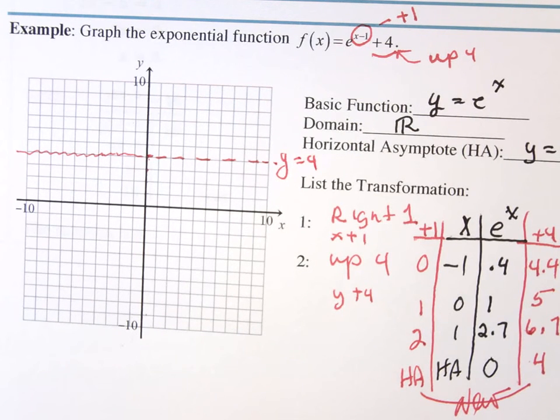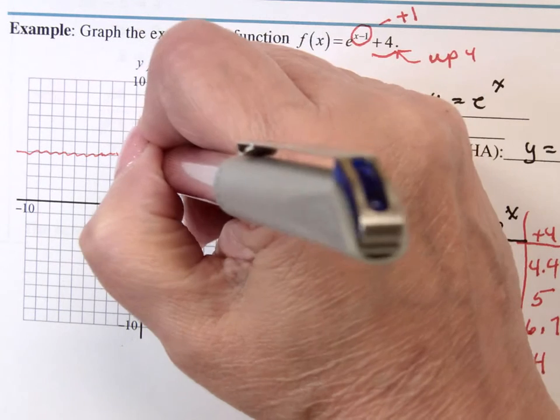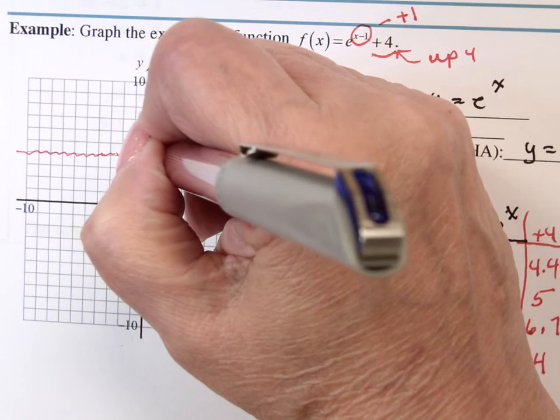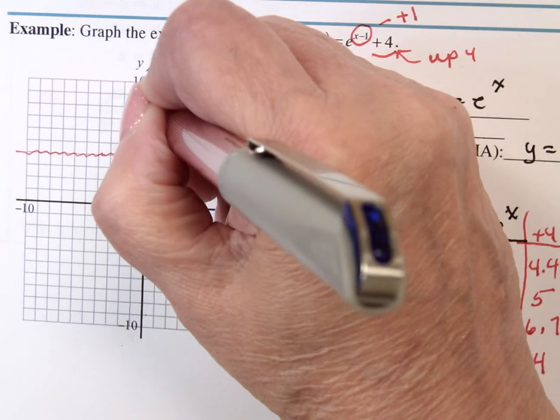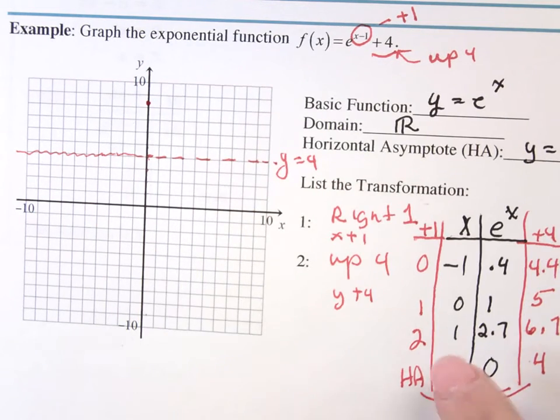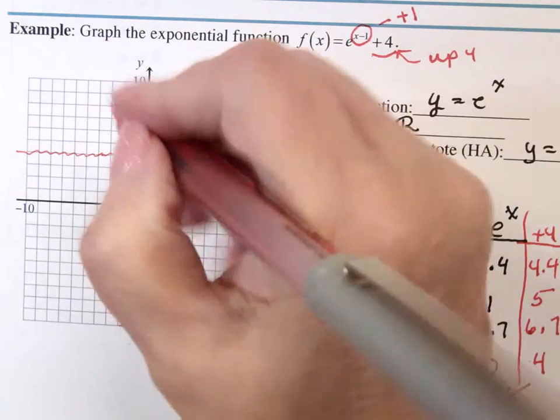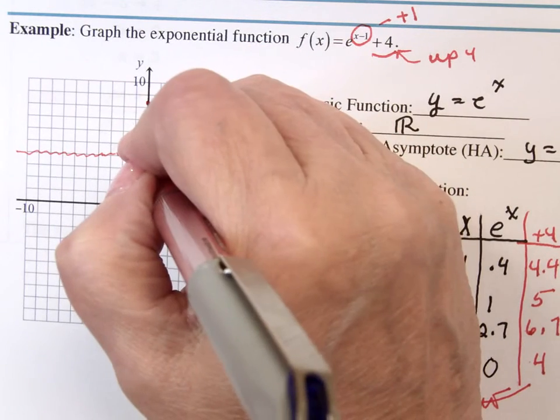And now I get my bend. If x equals negative 1, y equals 4.4. If x equals 0, y equals 1, 2, 3, 4, and almost 4.5. If x equals 1, y equals 5.